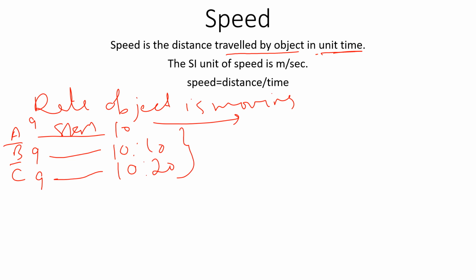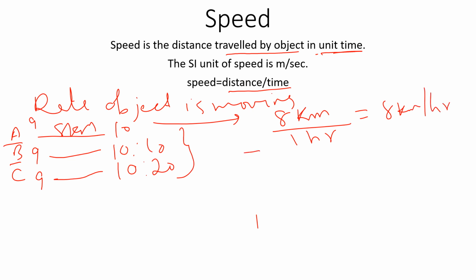So how do you calculate speed? Speed is equal to distance upon time. So the speed for the first one is 8 kilometer by 9 to 10, which is 1 hour. So its speed is 8 kilometer per hour.